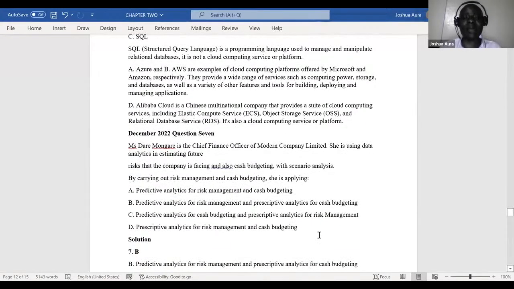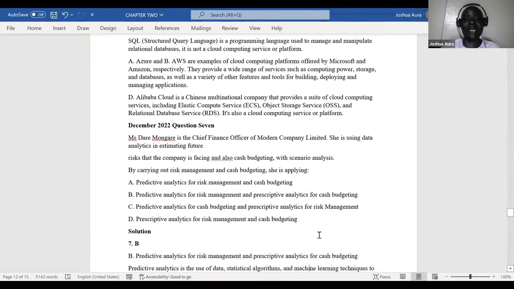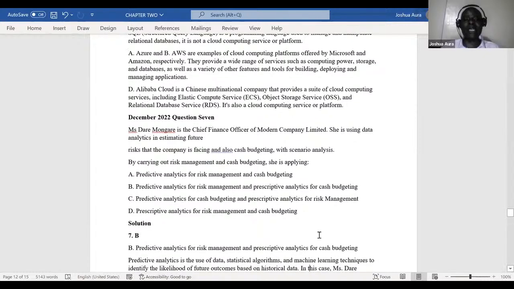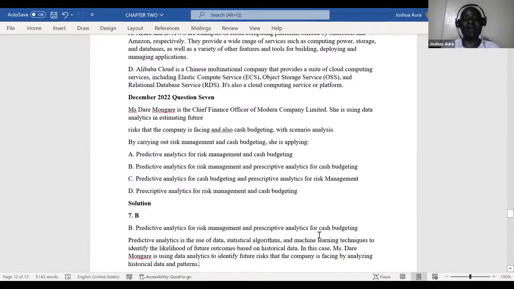By carrying out risk management and cash budgeting, she is applying A, predictive analytics for risk management and cash budgeting. B, predictive analytics for risk management and prescriptive analytics for cash budgeting. C, predictive analytics for cash budgeting and predictive analytics for risk management. D, prescriptive analytics for risk management and the cash budgeting.